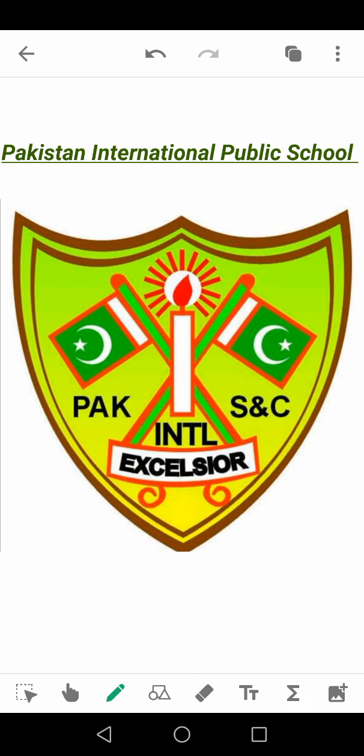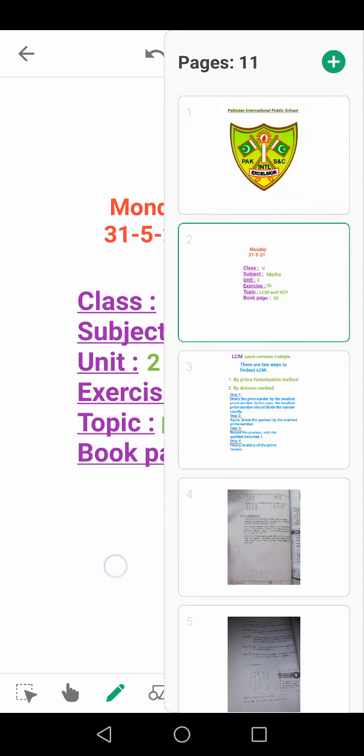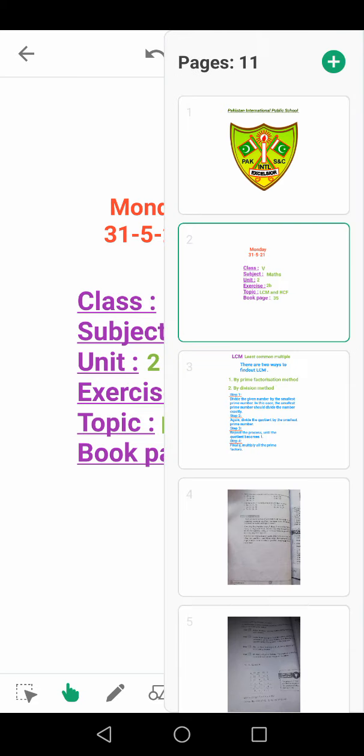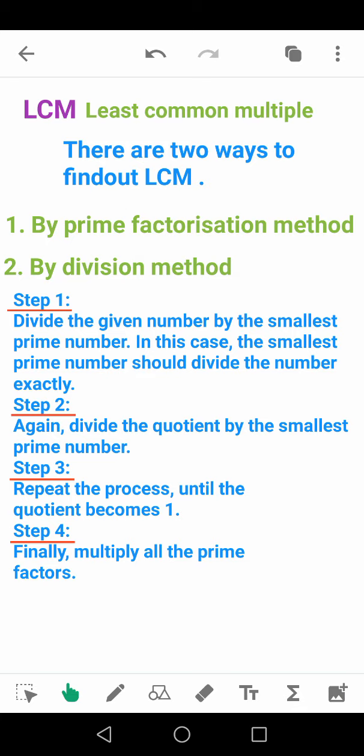It's Monday 31st of May and it's your maths class. We are on Unit 2 Exercise 2B and our topic is LCM and HCF. LCM means, as we have studied in our previous class, least common multiple. There are two ways to find out LCM, by prime factorization method and by division method. We have studied these 4 steps.